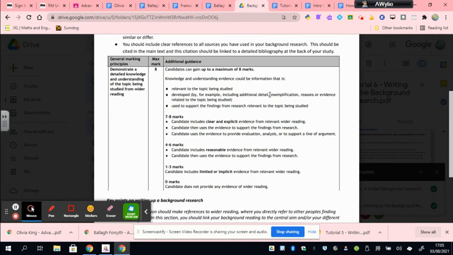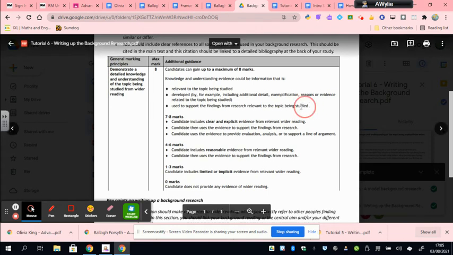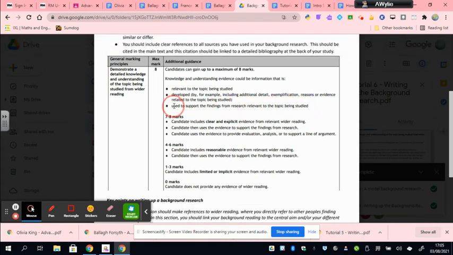You should expand on what you're studying, give reasons or evidence related to the topic being studied. So this is really just showing what you know about each of your 3 research questions. And the final thing, and this is the most important, is where you must use your background research, or the knowledge and understanding you're writing about, to support your findings.